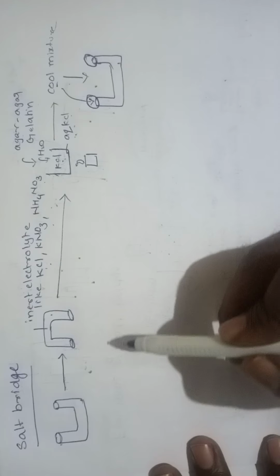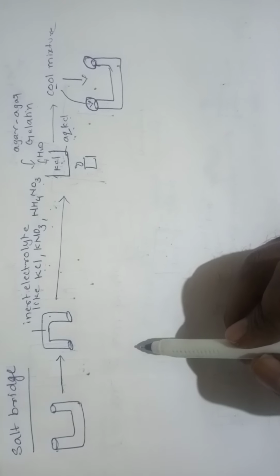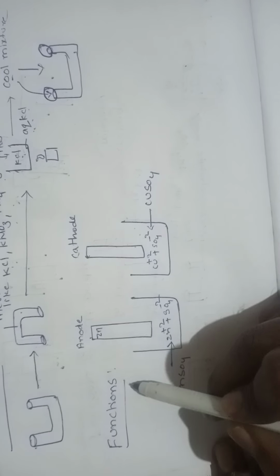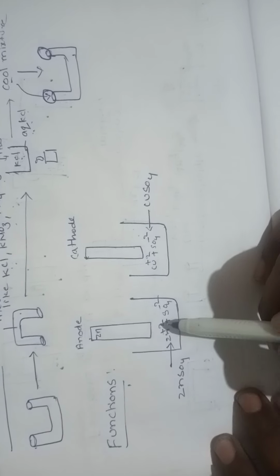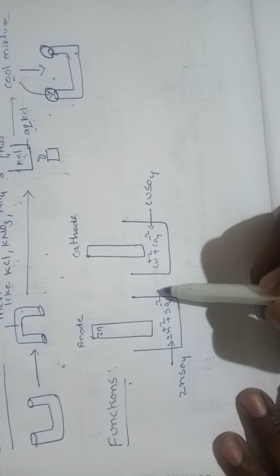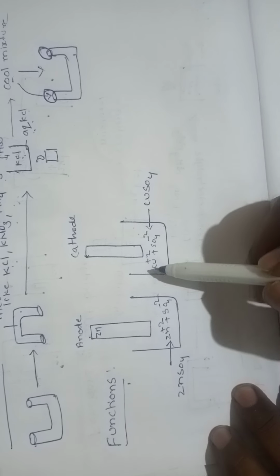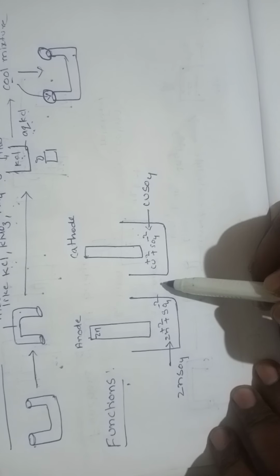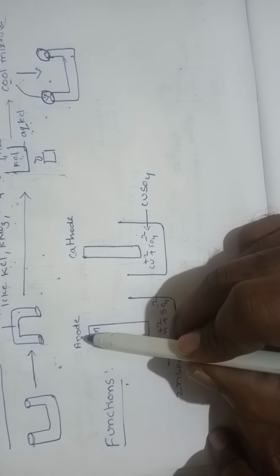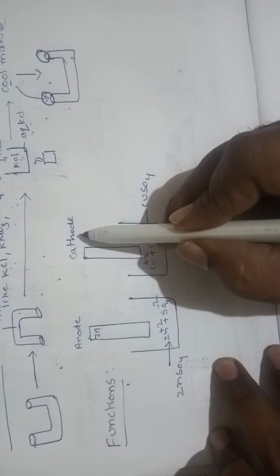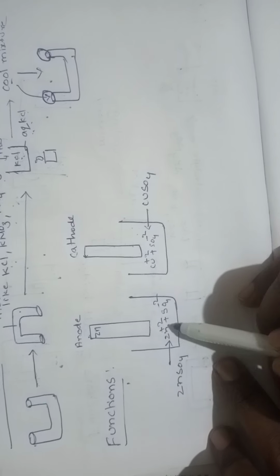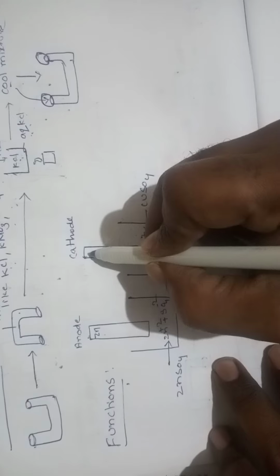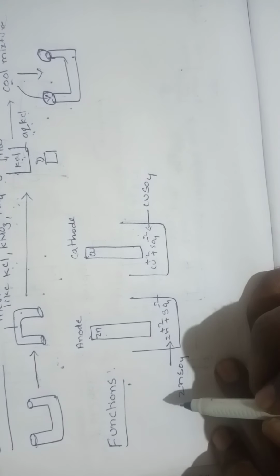Now let us see the working or functions of the salt bridge. Here, without a salt bridge, what is happening? First, you need to prepare a Daniell cell. The Daniell cell consists of two compartments. The left compartment acts as the anodic compartment, and the right compartment acts as the cathodic compartment. In the anodic compartment, a zinc metal rod acts as the anode. In the cathodic compartment, a copper metal rod acts as the cathode.